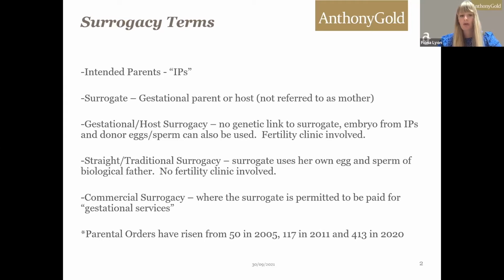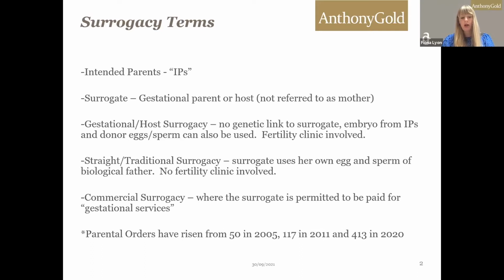The two types of surrogacy are therefore gestational or host surrogacy, where there is no genetic link between the surrogate and the embryo, which is provided by the IPs or by donor eggs and/or sperm, and you will go to a fertility clinic to facilitate that. The other type of surrogacy is where the surrogate uses her own egg and the sperm of the biological father. That's actually a bit more rare, as most IPs want to use their own gametes to form the embryo. With that, there is no fertility clinic, and it is done by artificial insemination, usually at the surrogate's home.